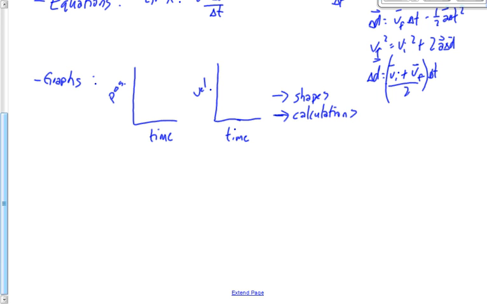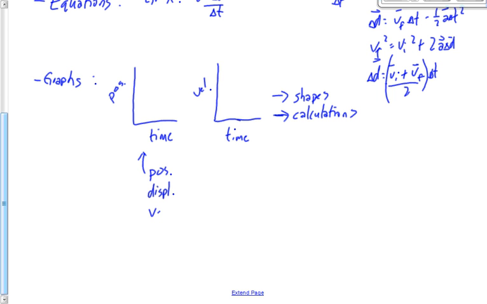What kind of calculations? Well, for position time graphs, we're going to have to find the position, up and over. We're going to have to find the displacement. The displacement is simply the change in position, so it's going to be up and over, and then subtract the two.